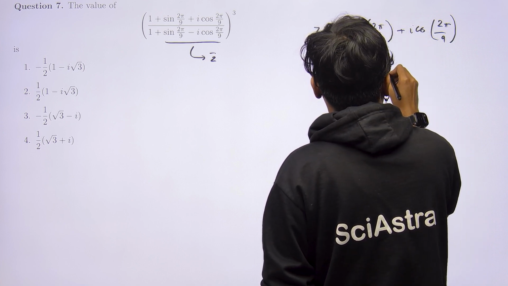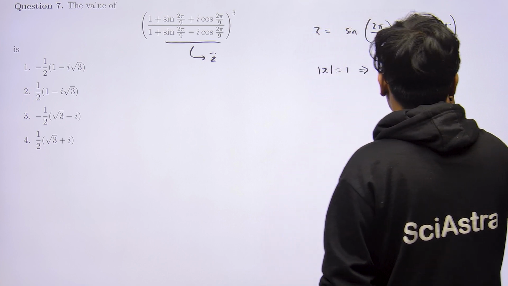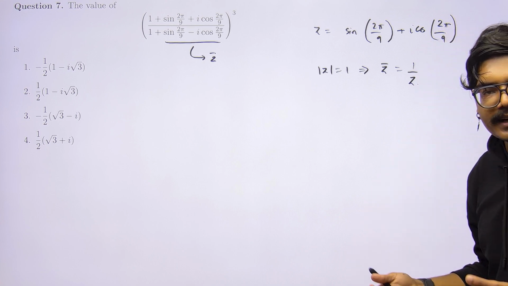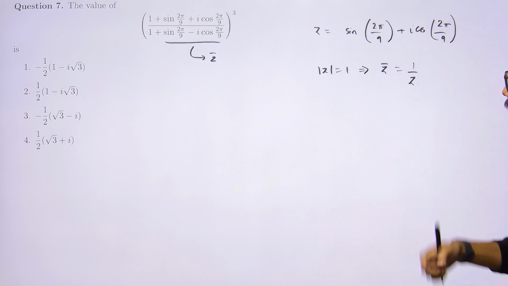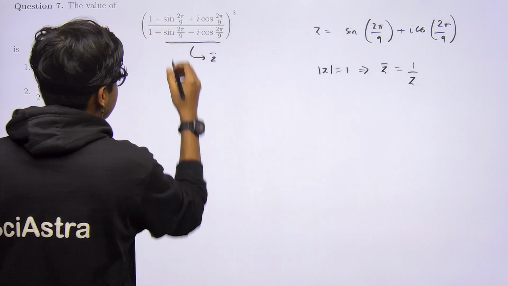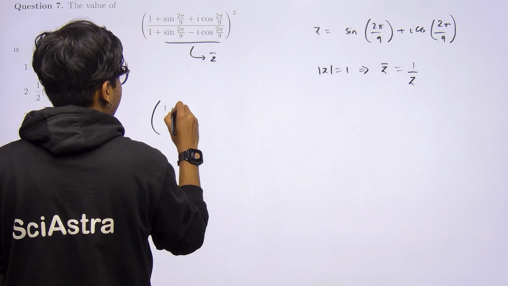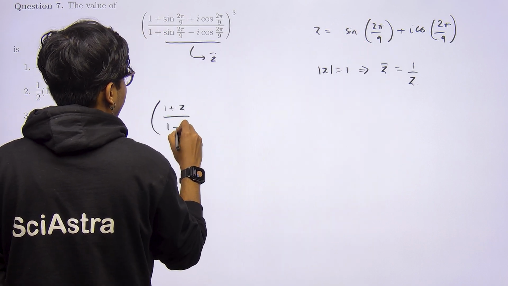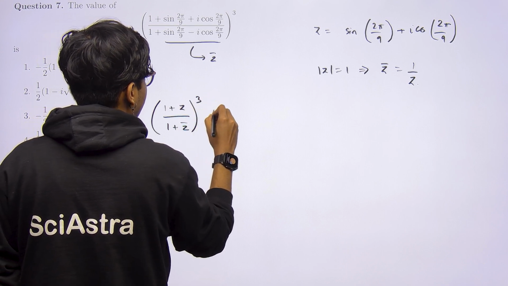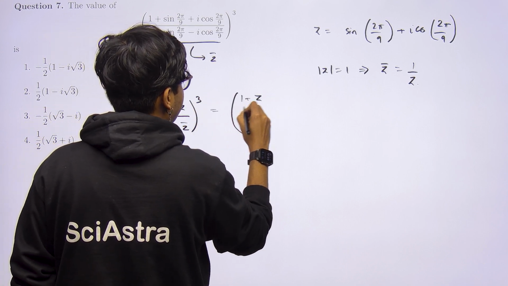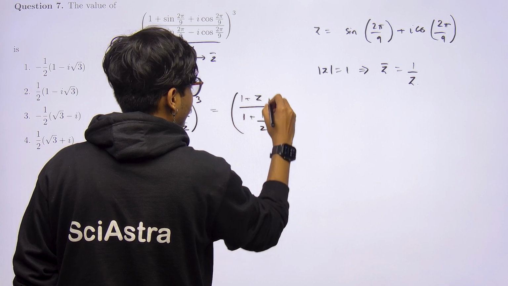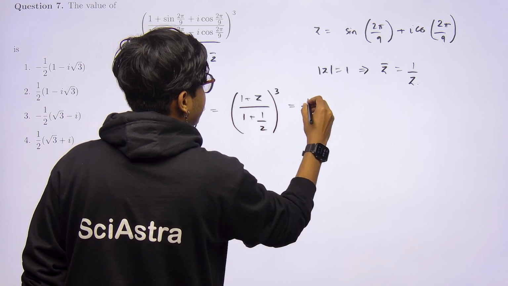So from here I can say that z conjugate is nothing but 1 by z, because we know that z times z conjugate is equal to mod z square. Alright, so using these observations, this expression basically turns out to be 1 plus z divided by 1 plus z conjugate whole cube, which is 1 plus z divided by 1 plus 1 by z whole cube, which is nothing but z cube, right?